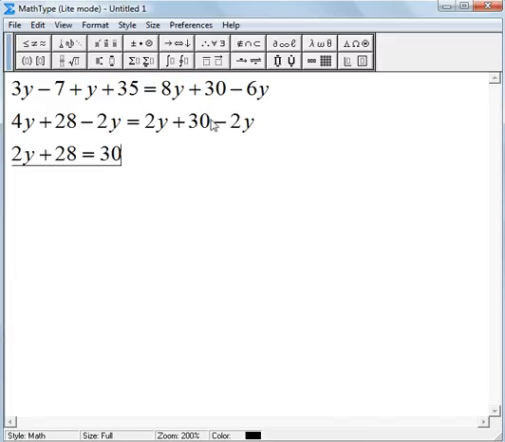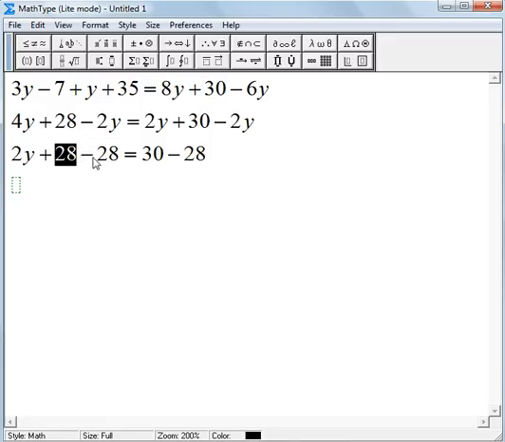So I simplify each side of the equation. The next thing I want to do is isolate the 2y. And to isolate the 2y, I need to get rid of adding 28. And to get rid of adding 28, I'm going to subtract 28 on the left side. And whatever you do on one side of the equation, you need to do on the opposite side of the equation. Simplify again on each side of the equation.